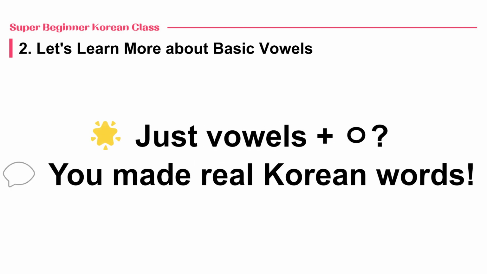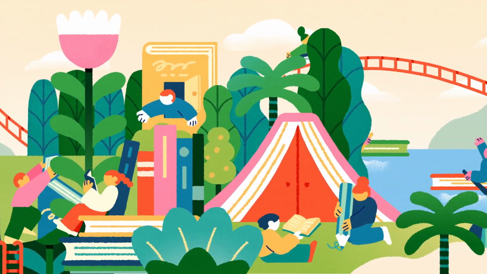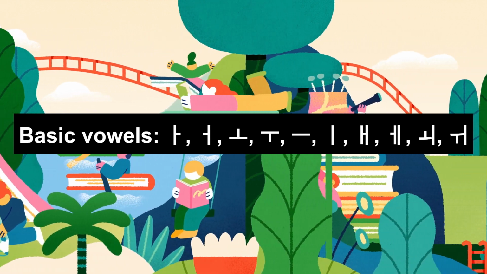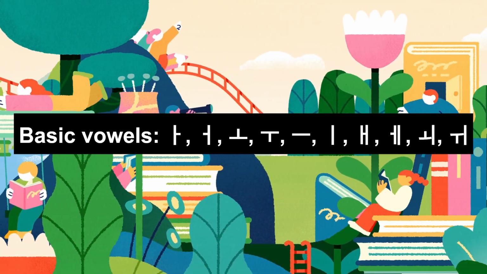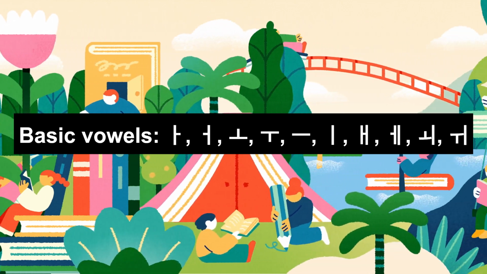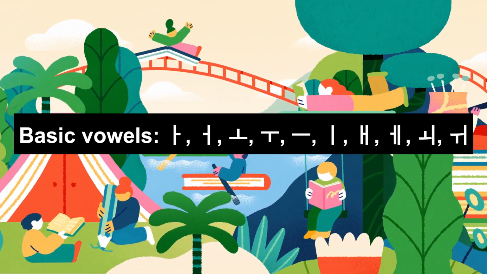See, even with just basic vowels and ieung, you can make real Korean words. Pretty interesting, right? Today, we practiced all 10 basic vowels in detail. We looked at how to move our mouth, where to place our tongue, and how to write each vowel. Basic vowels make just one sound. Your mouth shape stays the same while saying them.